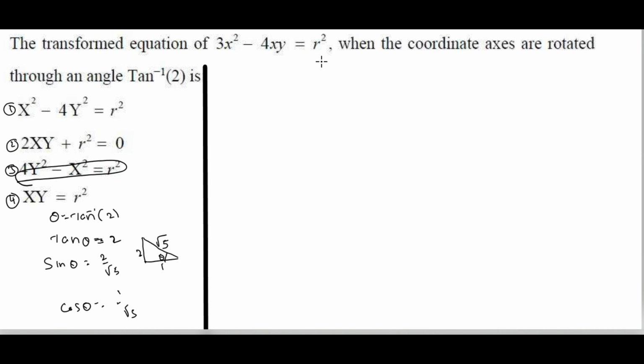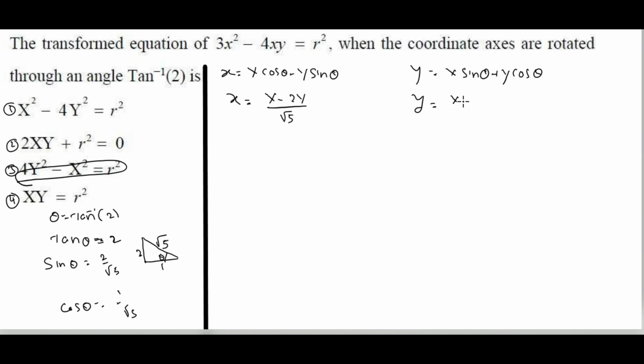So now we find the new equation. We know the formulas. That is, small x is equal to capital X cos theta minus capital Y sin theta, and small y is equal to capital X sin theta plus capital Y cos theta. Substituting sin theta and cos theta in this equation, small x is equal to (capital X minus 2 capital Y) by root 5, and small y is equal to (2 capital X plus capital Y) by root 5.